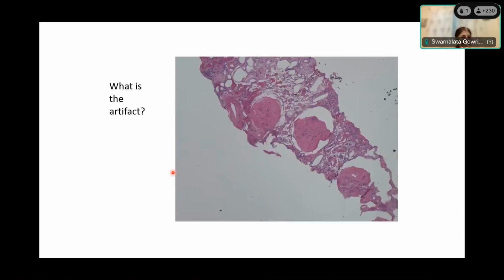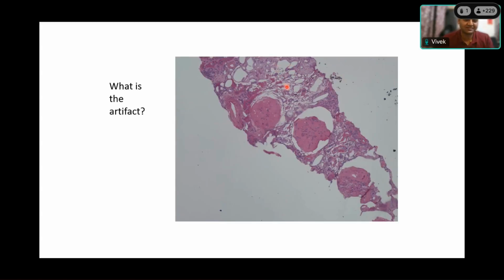Here, what is the artifact? Okay, I'll give you a choice. Is it during fixation? Is it during processing? Is it during cutting? Or is it during staining? Multiple choice. Fixation. Fixation, yes. What do you think has gone wrong? Why do you think there are so many places, like abnormal sort of, overfixed?